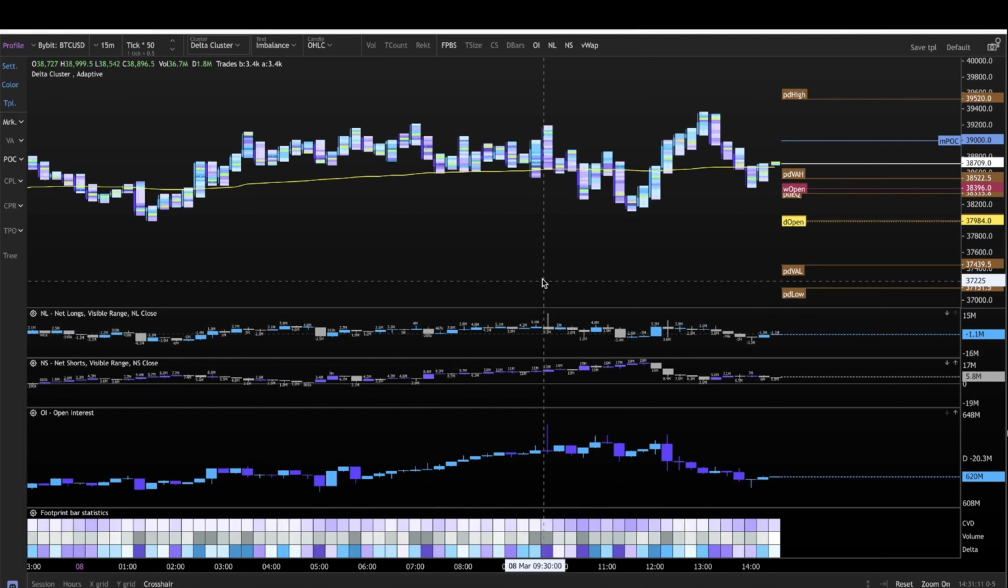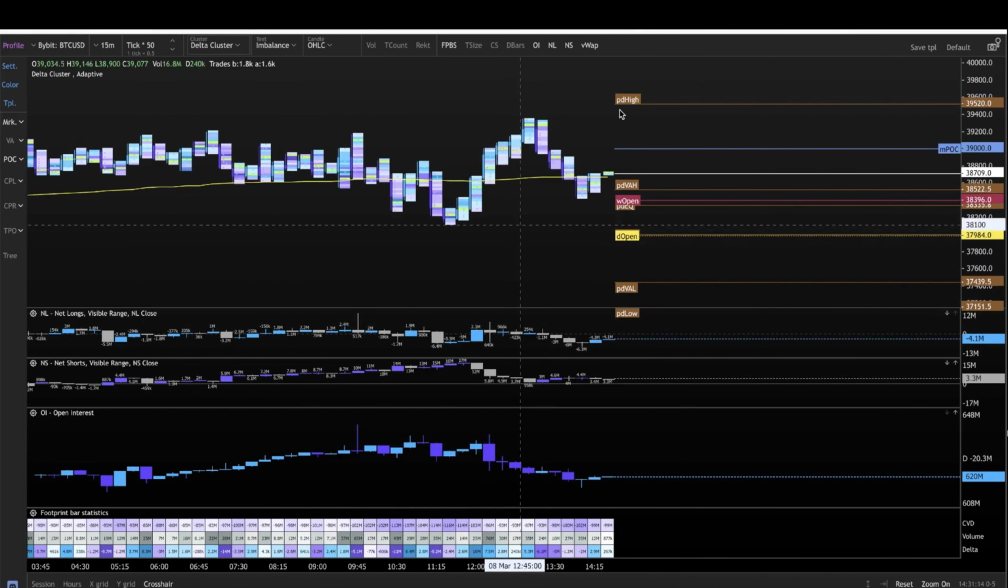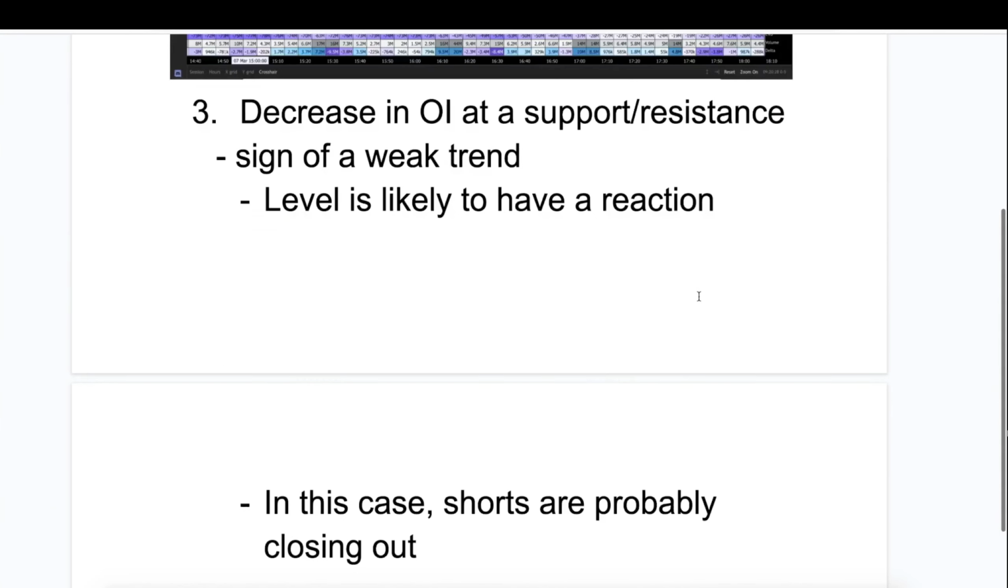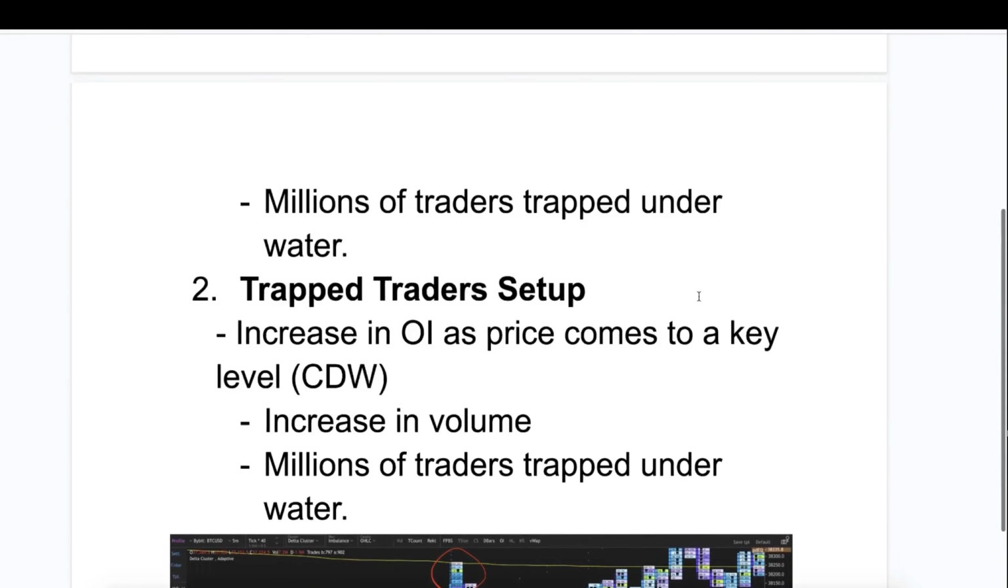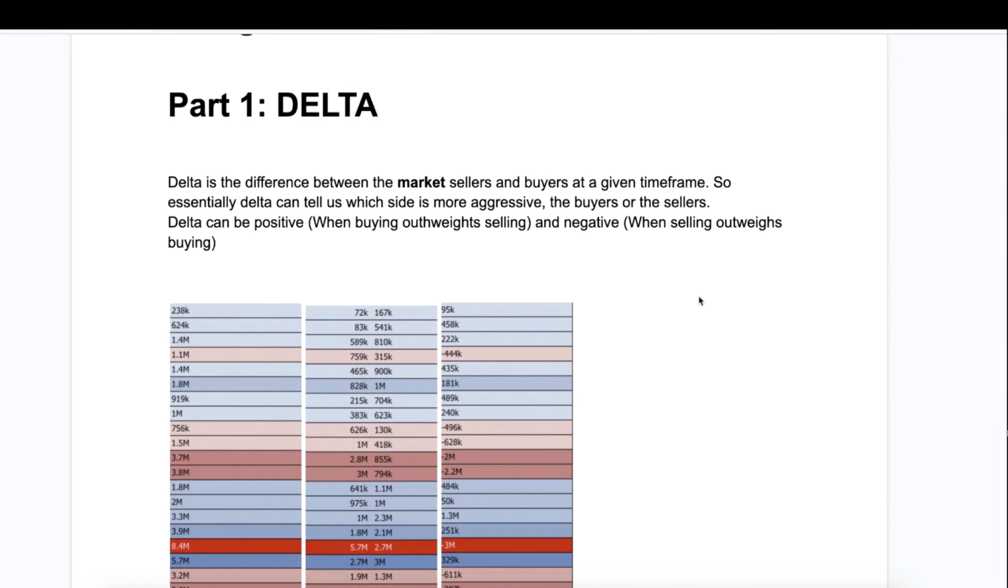And so that is basically how we're going to be using order flow, and how we're going to be using delta and open interest in order to enter trades, okay?